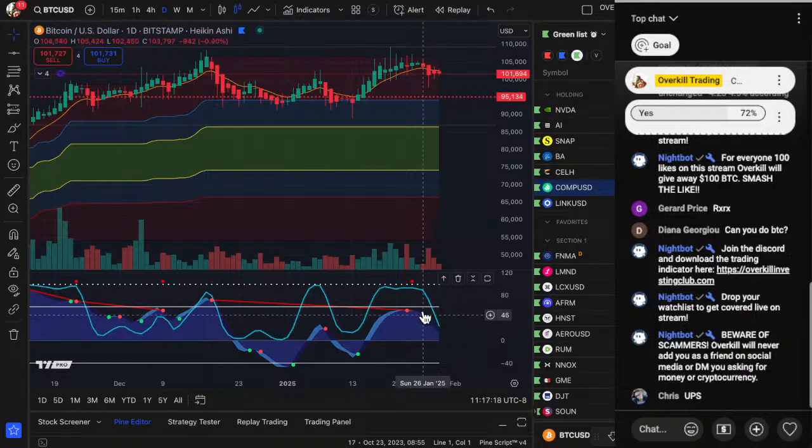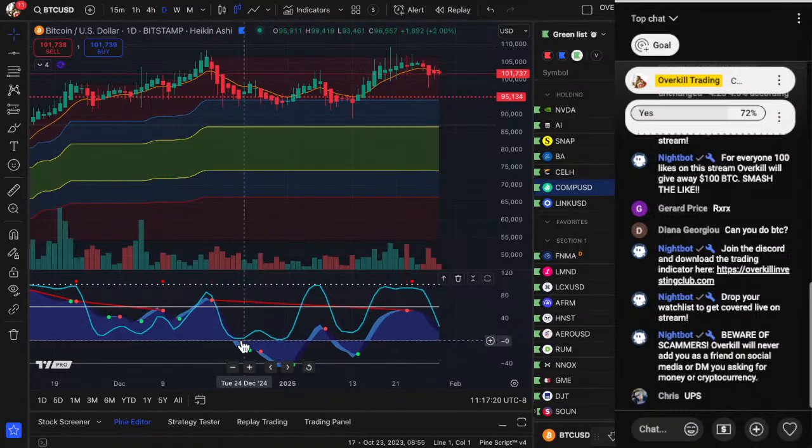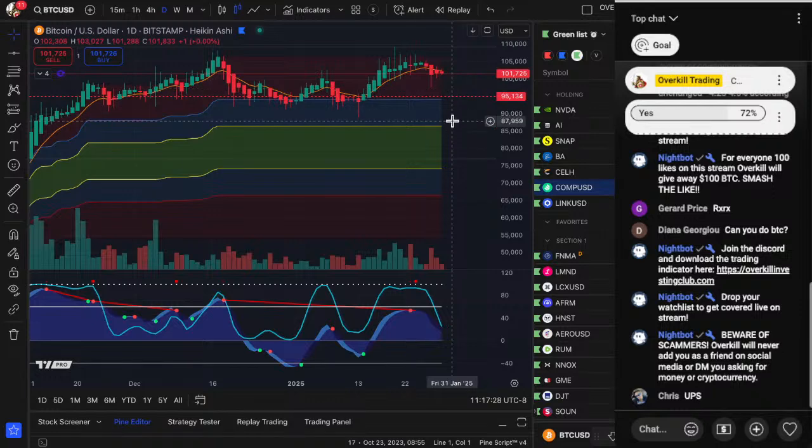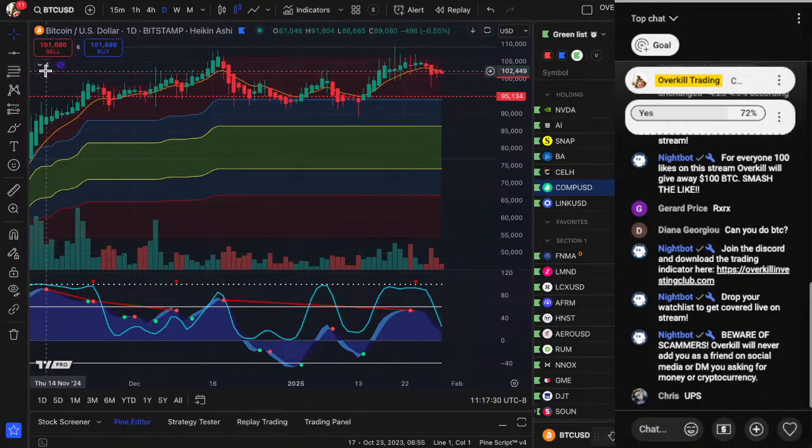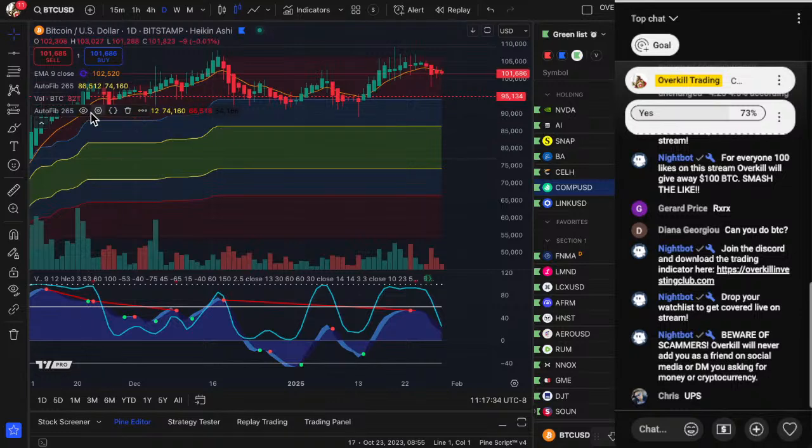You can see the stochastic's getting closer to zero. When the stochastic gets close to zero like this is when you normally want to look for entries. When it gets up toward the white dotted line is when you normally want to look for exits. So this one's a little too far off the golden zone for me. We talk about the golden zone a lot here on this channel. This is also part of the indicator.